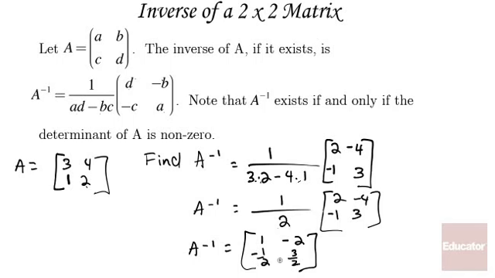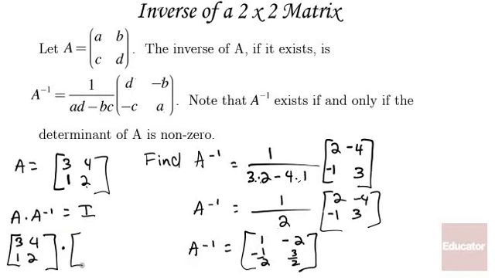Now, if you wanted to check your work, you could always check your work by taking A times A inverse and seeing if it comes out to the identity matrix, which it should if you did things correctly. So if I were to take 3, 4, 1, 2 and then multiply it by 1, negative 2, negative 1/2, 3/2, I would find that it does come out to the identity matrix for these 2 by 2 matrices. Okay.